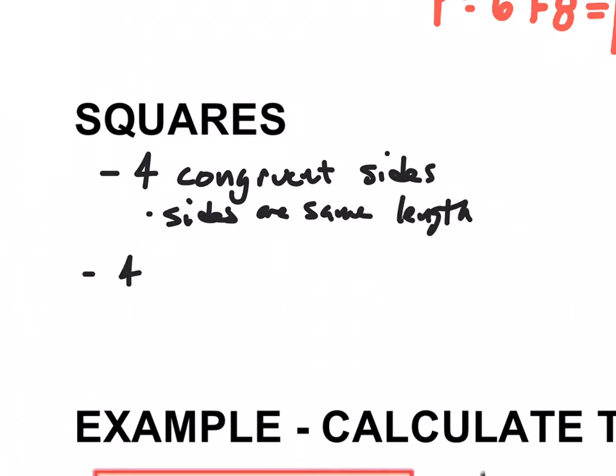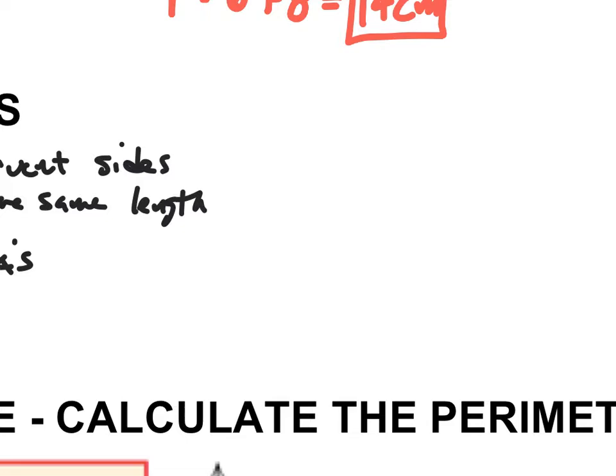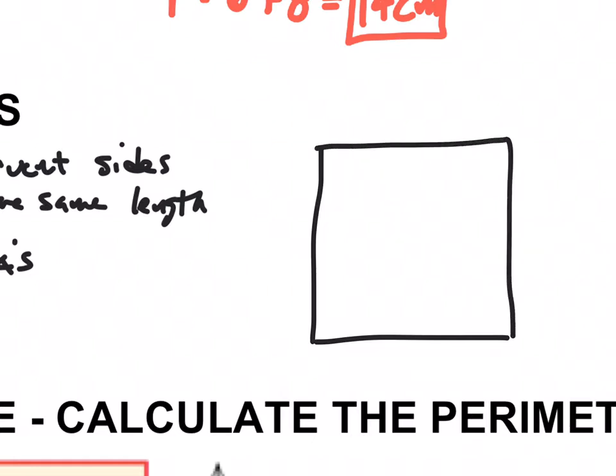Okay, and we have 4 right angles. All right, so if I were just to draw a generic picture of a square, it would look like this. We just try and make them all have the same length here. I have 4 right angles, and I have 4 congruent sides, okay? I'm just going to denote that as side length S.